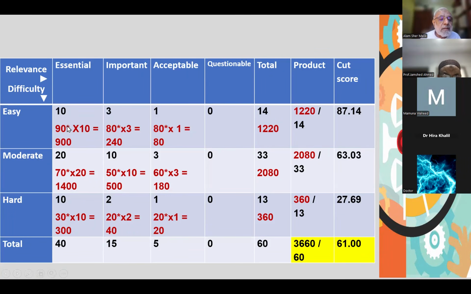So here in black we have number of questions, and then in red with the asterisks are the percentage of students who are expected to answer that question correctly, and then we multiply them and we get this number, and then the total number divided by total number of questions gives us a cutoff score.